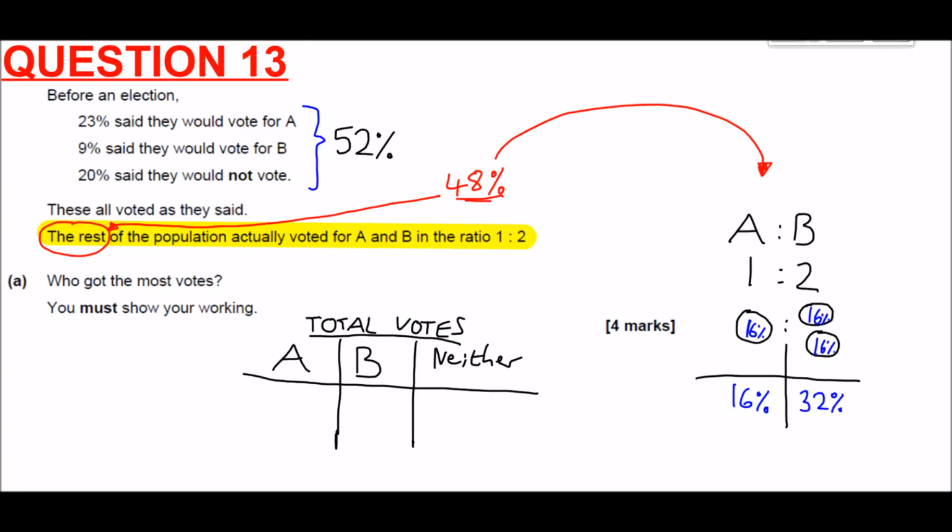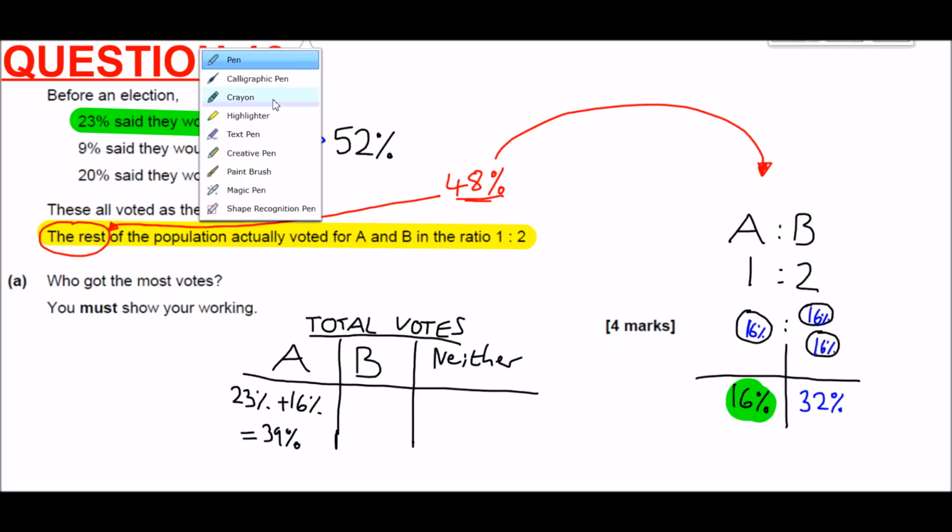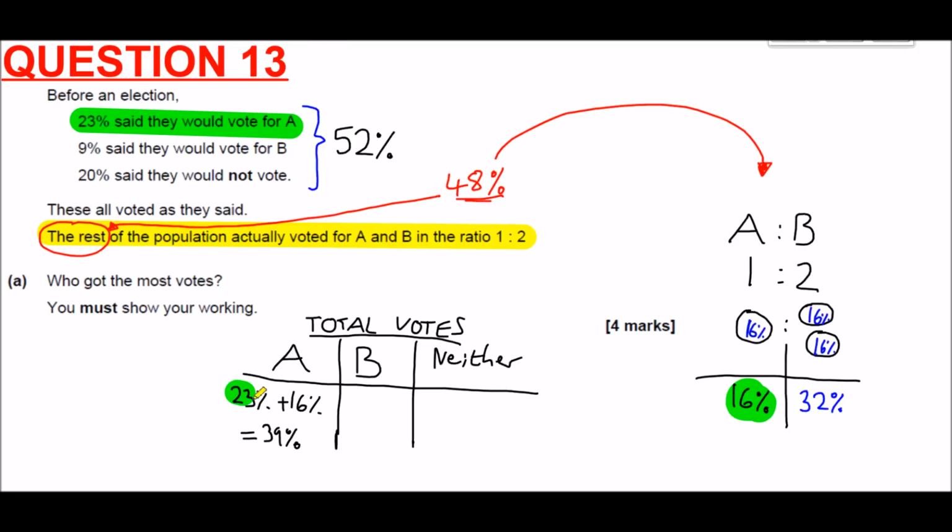So for A, let's see, 23% said they voted for A, plus we worked out of the rest of the population, we had another 16% voting for A. So the total votes for A would be 23% plus 16%. 23 plus 16 would come to 39%. So 39% of the population voted for A.